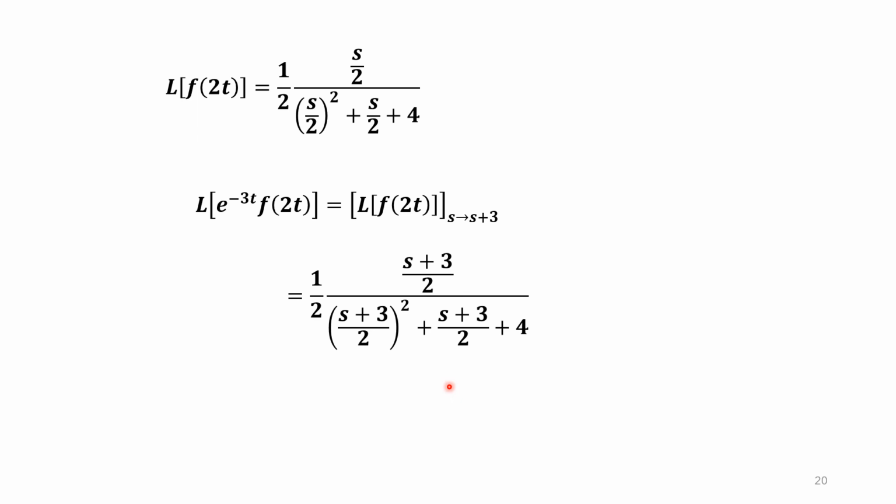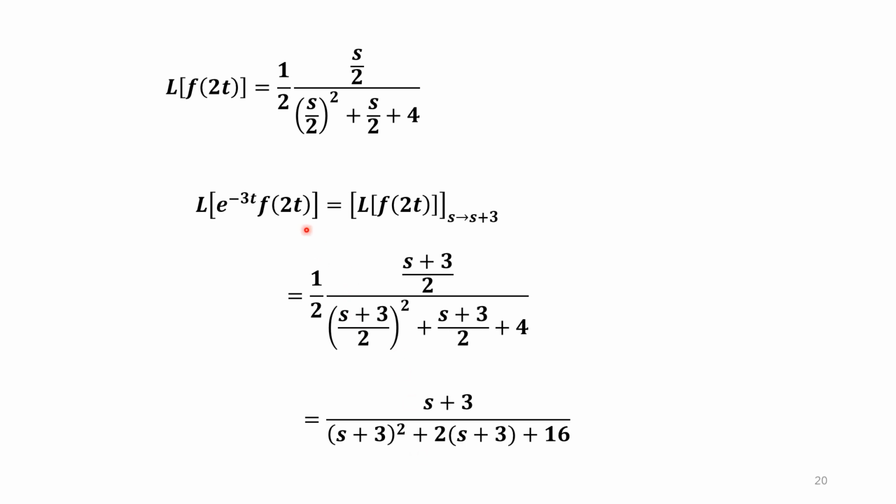The only thing is, we have to apply the properties correctly. If t is replaced by at, apply change of scale. If f of t is multiplied by e raised to minus 3t, apply the first shifting theorem. Depending upon the function given, we have to apply those properties accordingly. Maybe we can take the LCM here. The 4 will be the common LCM. So we get s plus 3 the whole square plus 2 into s plus 3 plus 16. This 2 will come down, so we get 4, and this 4 and 4 will get cancelled. We will have s plus 3 upon s plus 3 the whole square plus 2 into s plus 3 plus 16.